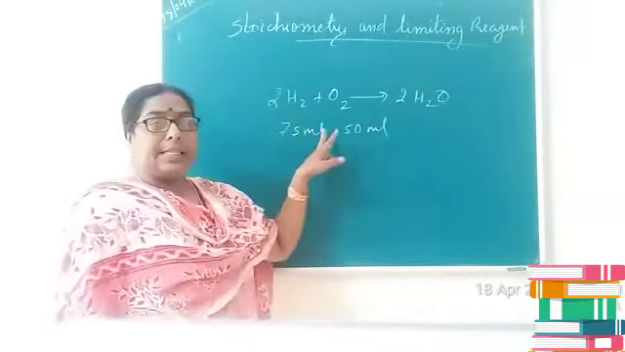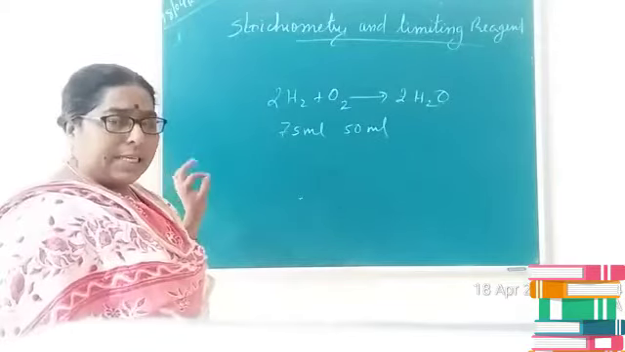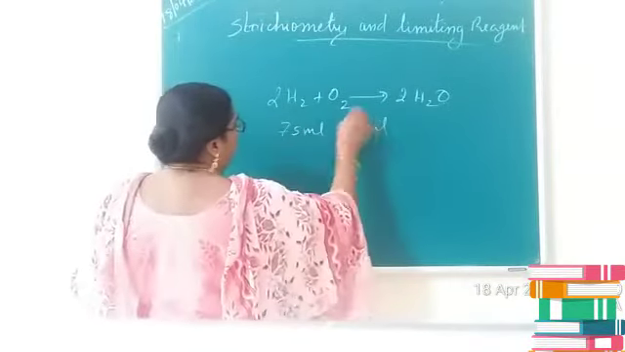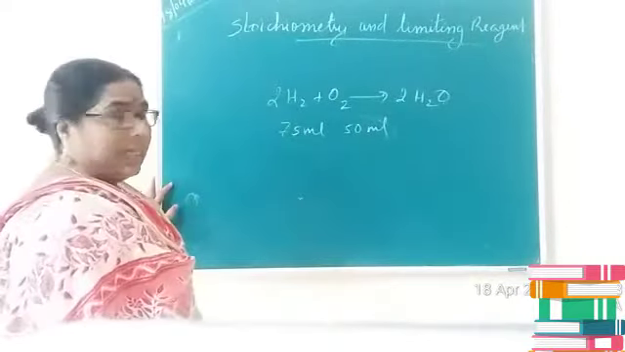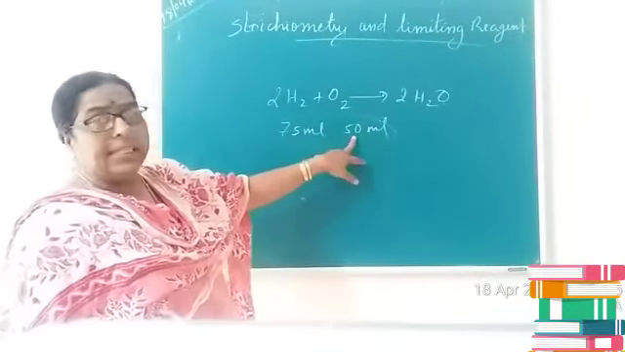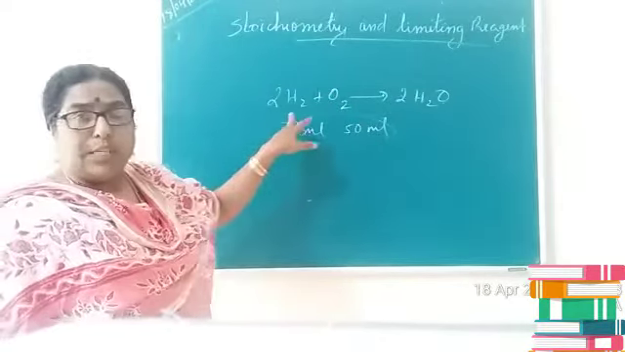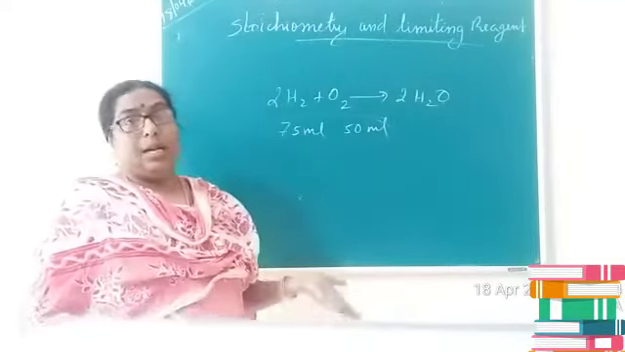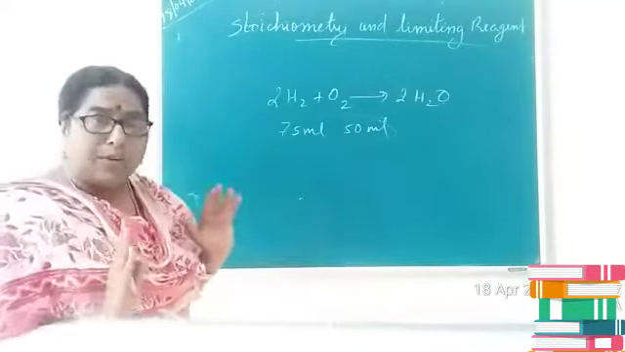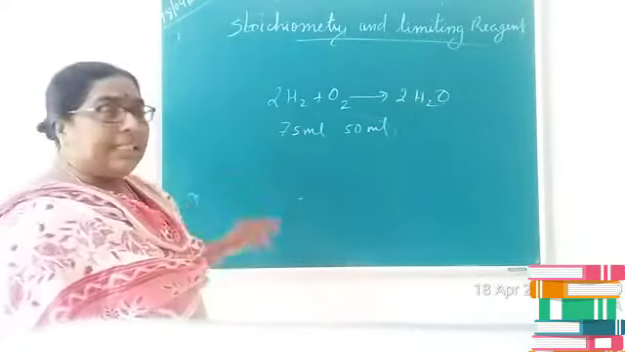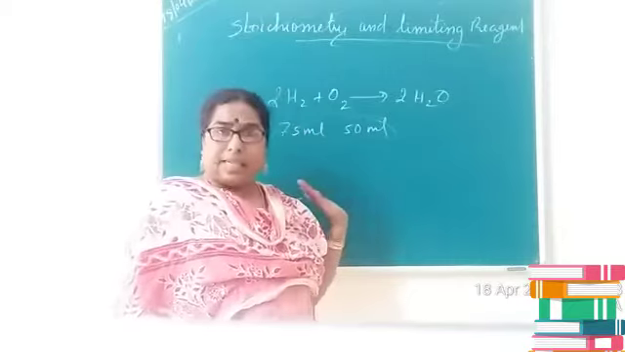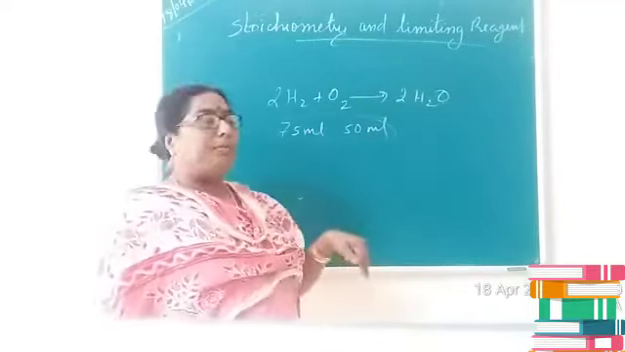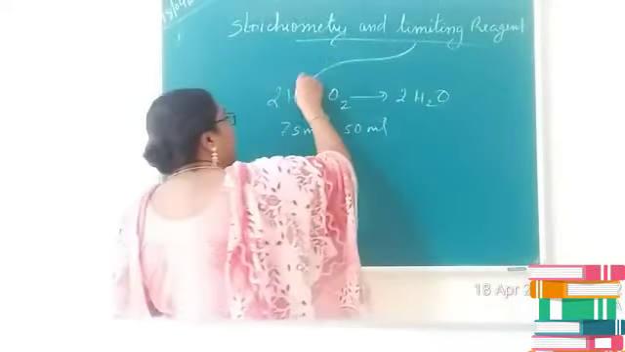That means whatever be the amount of hydrogen, it should always be double that of oxygen. But according to the condition in our question, we have 50 ml of oxygen and only 75 ml of hydrogen. So 50 ml of oxygen requires 100 ml of hydrogen. Is it possible to continue the reaction? No. Hydrogen is completely consumed, and because of the limitation in the presence of hydrogen, the reaction stops. Such a reagent which is completely consumed, which is responsible for stopping the reaction, is termed the limiting reagent.